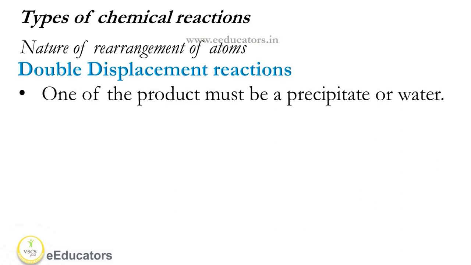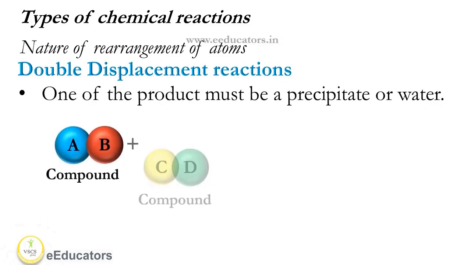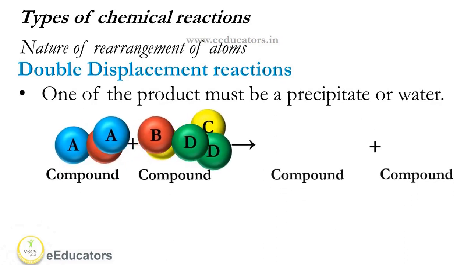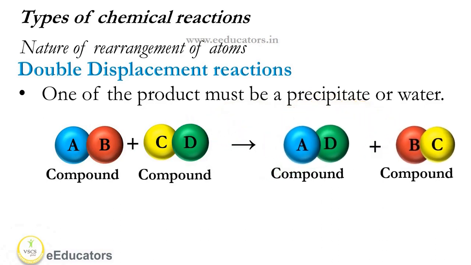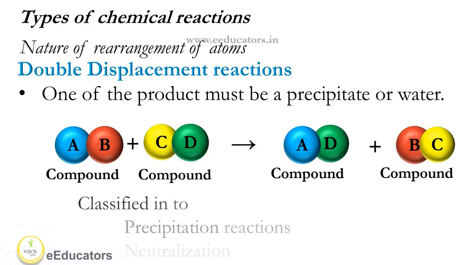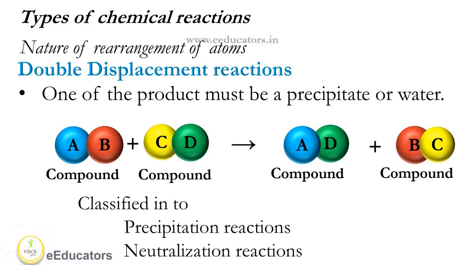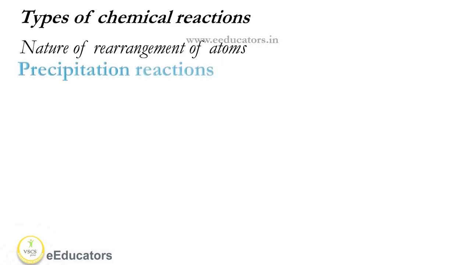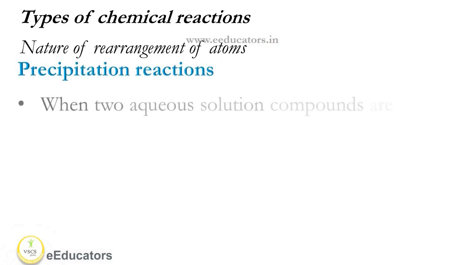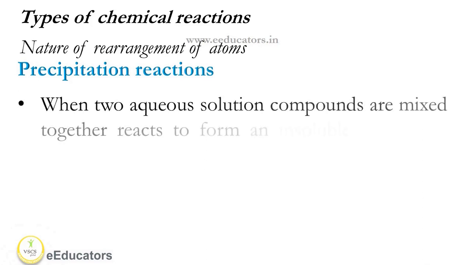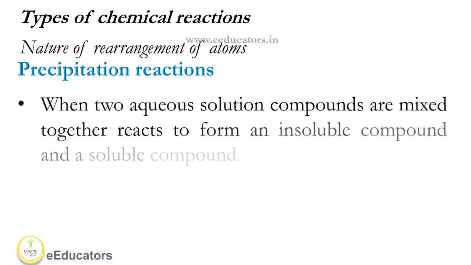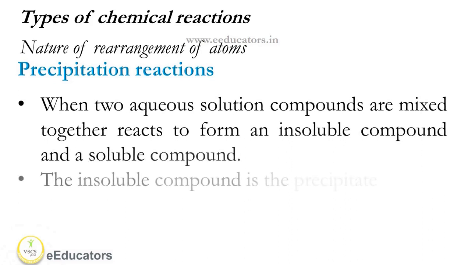Schematic representation of double displacement reactions. Compound AB reacts with compound CD. B displaces D and forms the products AD and BC. Further, double displacement reactions are classified into precipitation reactions and neutralization reactions. Precipitation reactions. When two aqueous solutions of compounds are mixed together, they react to form an insoluble compound and a soluble compound. The insoluble compound is the precipitate.